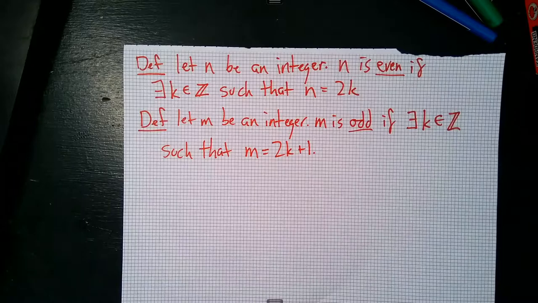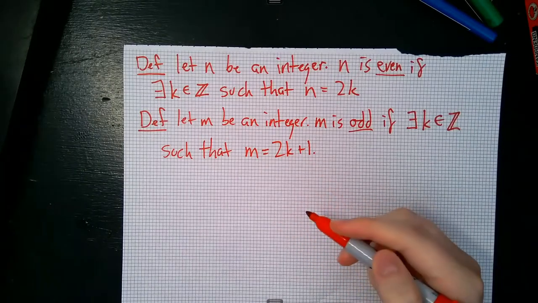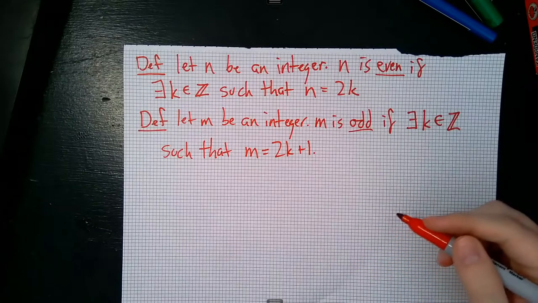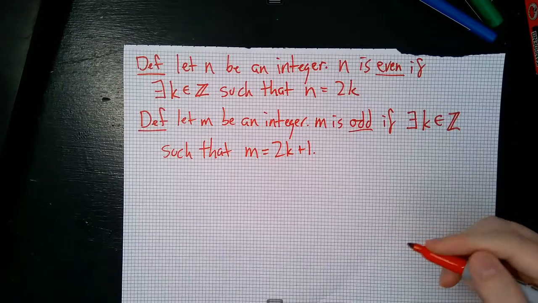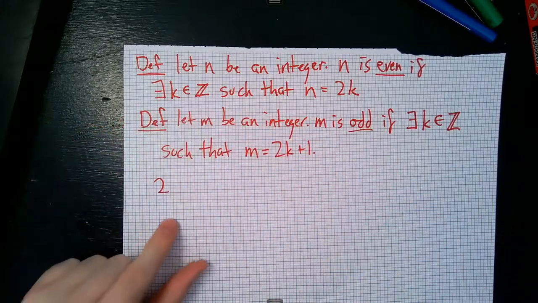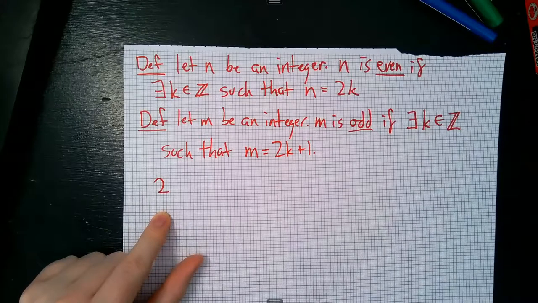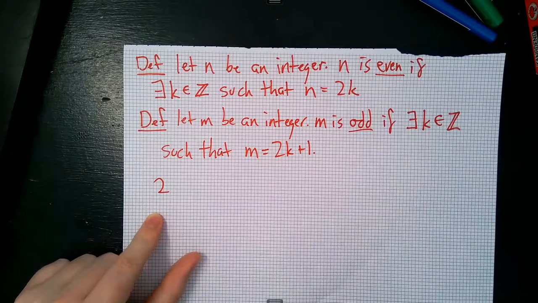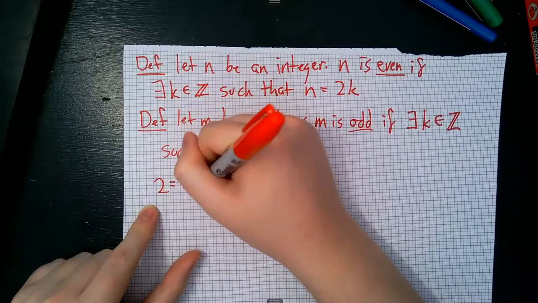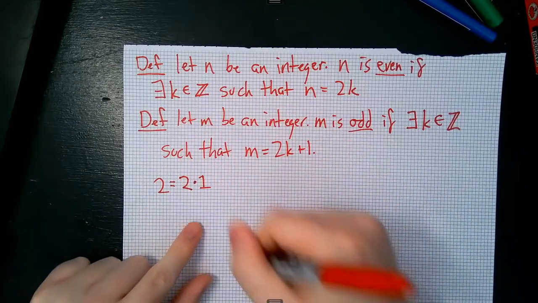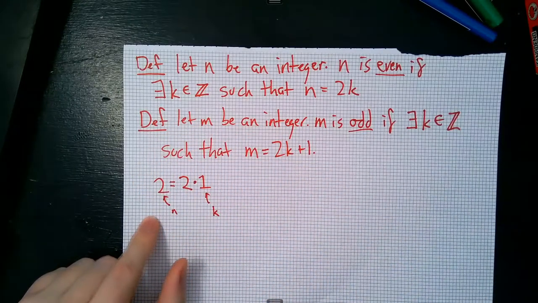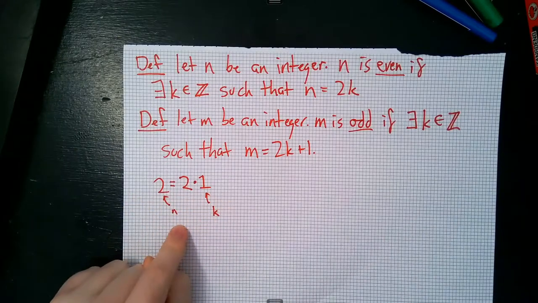So let's look at some examples. I'm going to give different values of n or m, and I'll show the k that we need to find to show that our number is even or odd. If we have 2, for example, 2 is our integer we want to show is even or odd. Well, we want to find a k. So we can say 2 is equal to 2 times 1. So 1, in this case, is going to be our k, and 2 is our n. Because 2 equals 2 times 1, 2 is even.